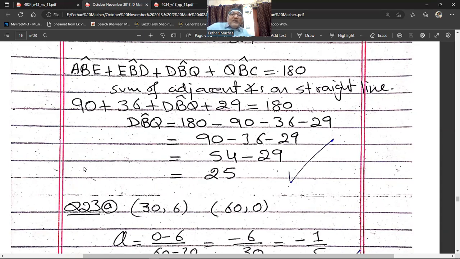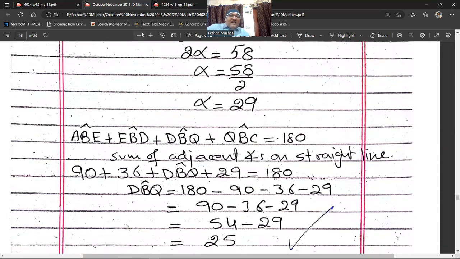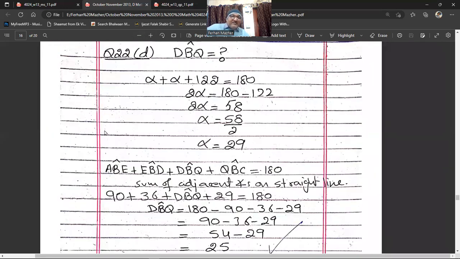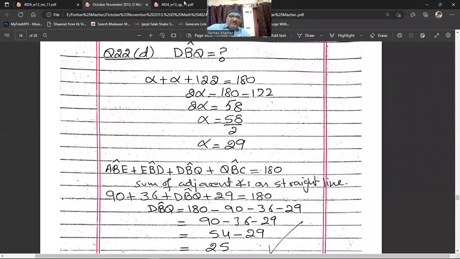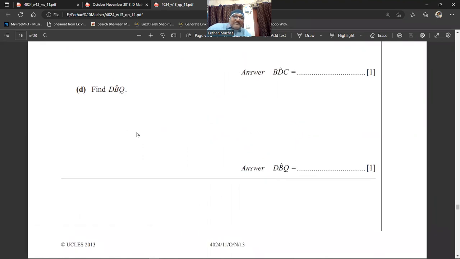I hope you understand. And this is how this is done. That is question number 22, D part, showing up on your screen, and I hope you understand. There are other methods to find out this angle, but we are going with this method.